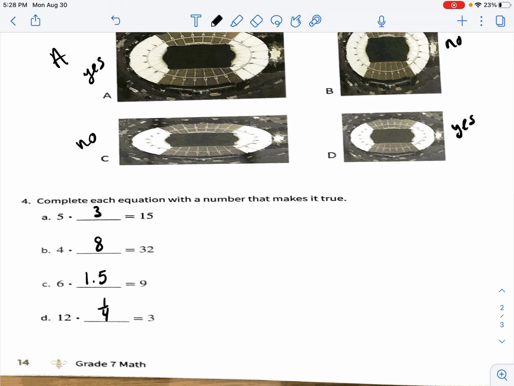When your outcome is smaller than your original, think of division. 12 divided by 4 equals 3. When you divide by a number, it is the same as multiplying by the reciprocal, which is just 1 over that number. So this is equal to 12 times 1/4, which is the reciprocal of 4.